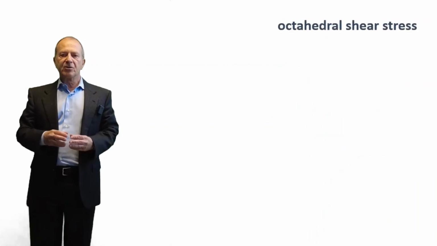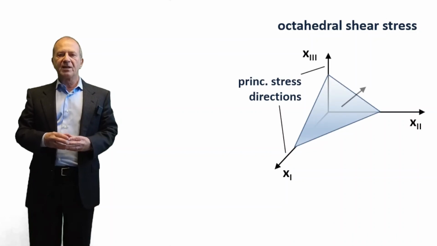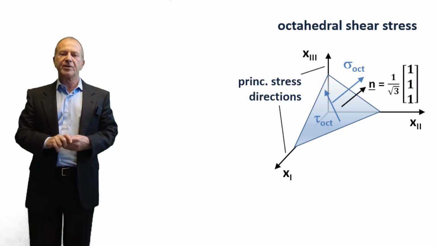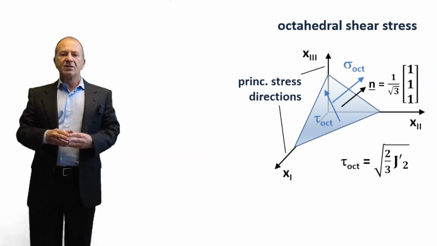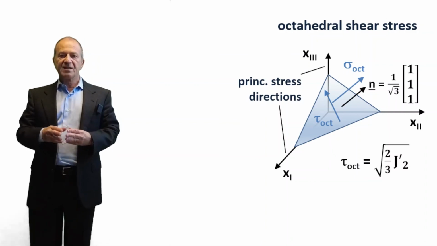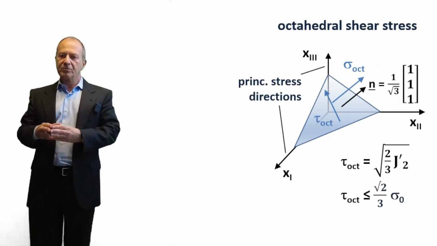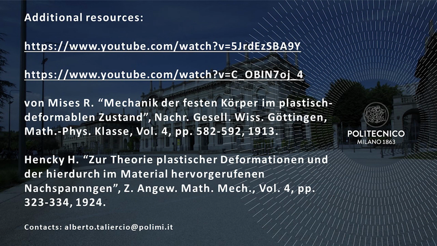Finally, von Mises criterion can also be interpreted as a limitation of the so-called octahedral shear stress tau oct. The octahedral stresses are the normal and the shear stress acting on an infinitesimal surface that makes equal angles with the principal stress directions. Without going into too many details, it is possible to show that in particular tau oct is nothing but the square root of 2/3 times J'2. And accordingly, the criterion can also be expressed as tau oct less than or equal to 1/3 of the square root of 2 times sigma 0.